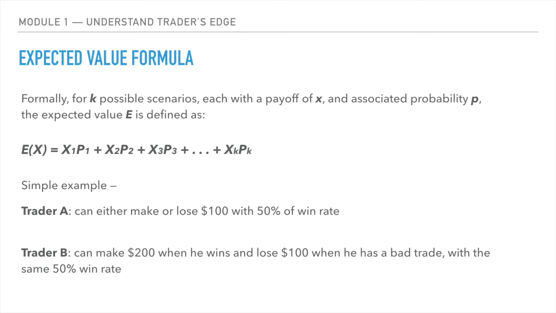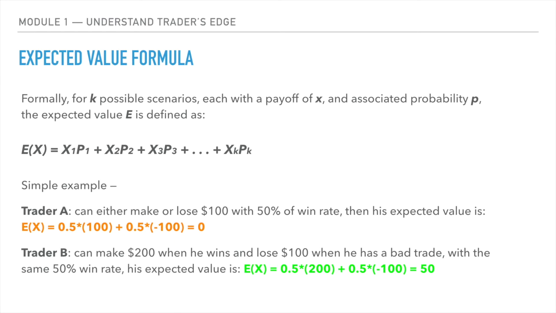To answer this question, we can use the expected value formula to calculate how much they can expect to earn on each trade they make. For Trader A, we use the win rate, which is 0.5, multiplied by 100, the amount of money he can earn, plus his losing rate, which is also 50%, 0.5, multiplied by the amount of money he will lose, which is negative 100. And we will get the expected value for Trader A on each trade is $0. With the same formula, for Trader B, we get the expected value on each trade is $50 in profit.